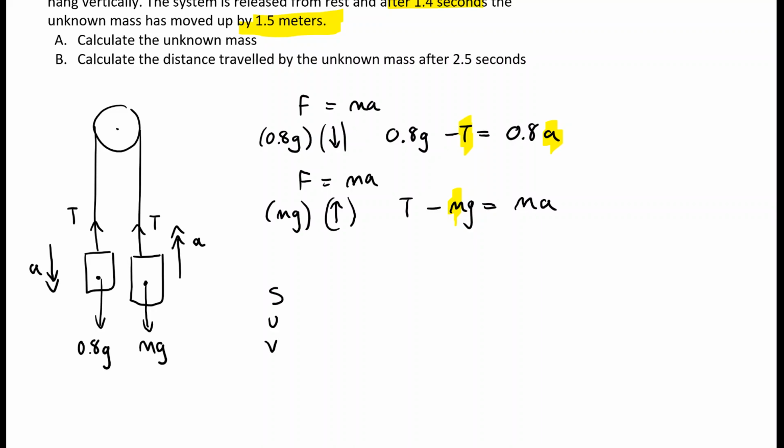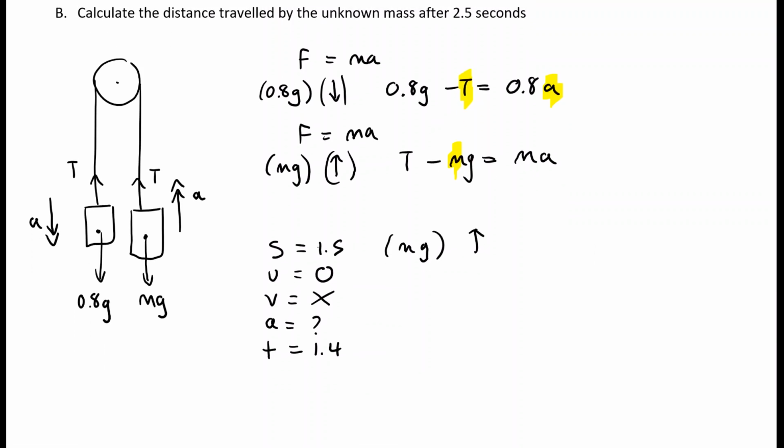So lay SUVAT out. The system is released from rest, so u is 0. Final velocity we don't know and aren't asked about. a would be helpful. It would reduce one of the unknowns in the 2 equations here and here. The time, we are told, after 1.4 seconds, and the distance covered in that time is 1.5. We're applying this to the lighter mass, mg, and we're taking up to be positive.